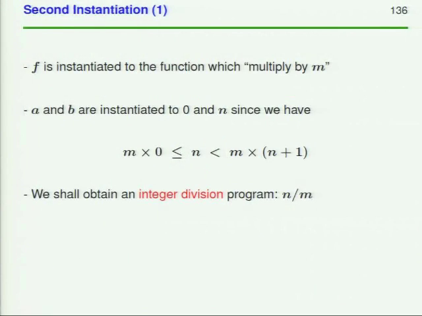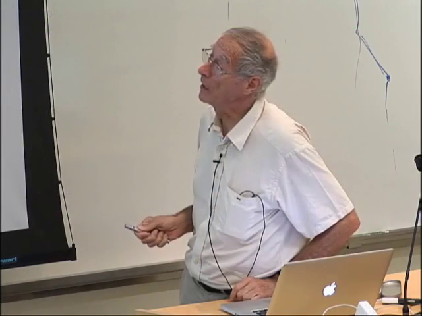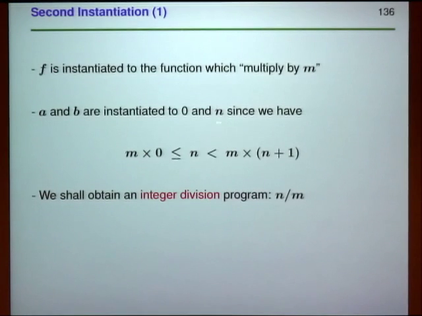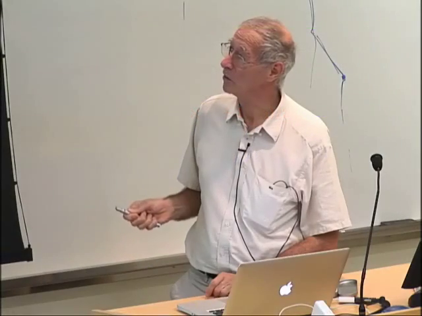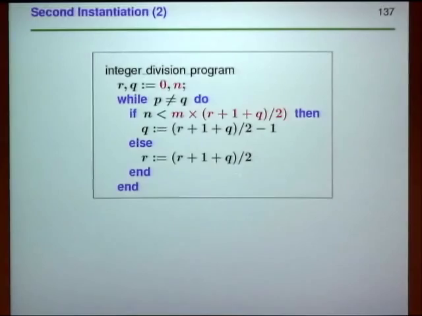And now let's do the same thing with another function, which is the function multiply by m. So a and b are instantiated again by zero and n. Because we have this, we shall obtain the integer division program, which is very close to the square root, because we have just changed this. The body here is exactly the same, and here we have changed this.